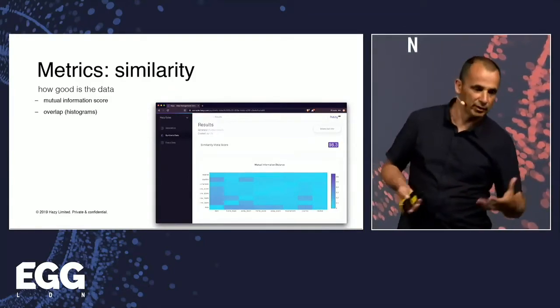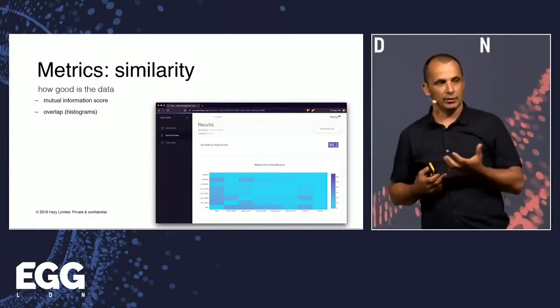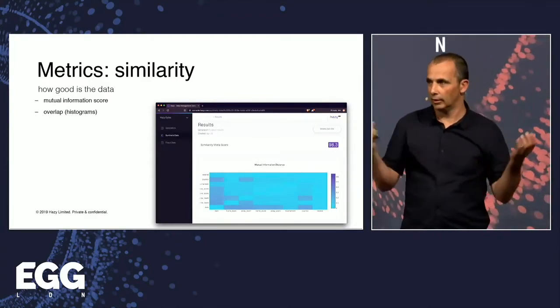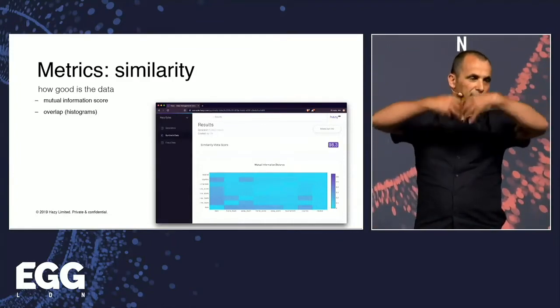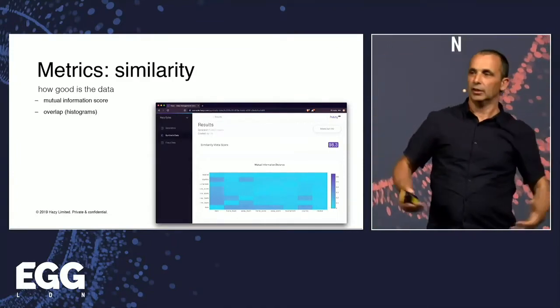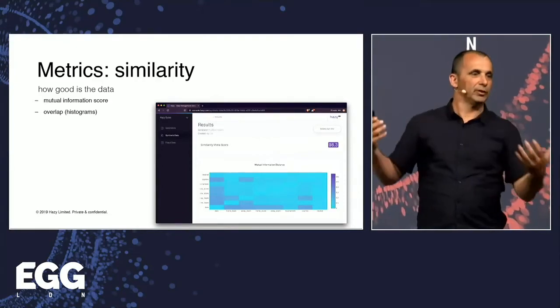And the second one is histogram overlap. If you put the histogram of your original data and compare it with the histogram of the synthetic data, they should match.